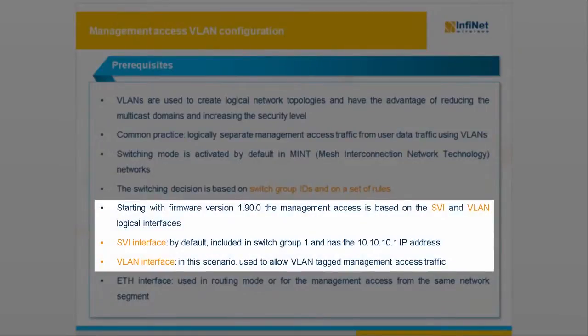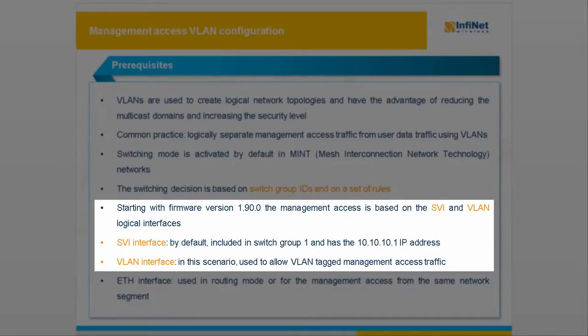Starting with firmware version 1.90.0, the management access involves a switch virtual interface, which is a Layer 3 logical interface, and a VLAN logical interface. In the default configuration, the SVI1 interface is included in switch group 1, has the IP address 10.10.10.1, and the management access traffic is untagged.